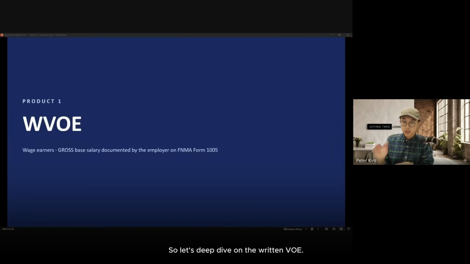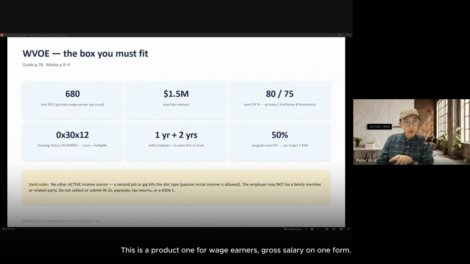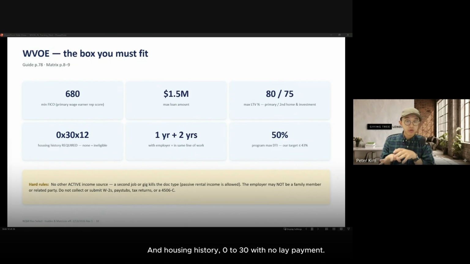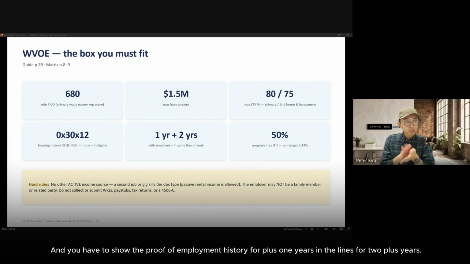So let's deep dive on the written VOE. This is a product for wage earners, gross salary on one form. On the form, you need a 685 FICO score and a $1.5 million maximum loan amount, and LTV caps at 80% on primary and 75% on the second home and investment. And housing history, 0 to 30 with no late payment, and you have to show proof of employment history for 1+ years and the lines for 2+ years.